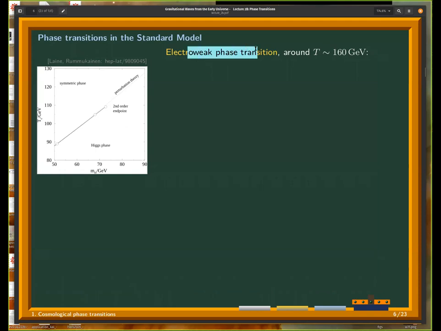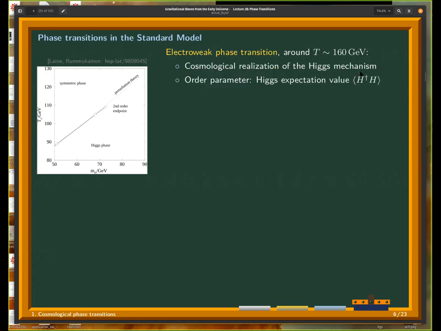The standard model predicts two phase transitions if the universe should have ever reached these very high temperatures. Right? So the first prediction is that the electroweak phase transition takes place at temperatures around roughly 160 GeV. So we need to reheat to temperatures above that after inflation, and then the standard model predicts this phase transition. This is basically the cosmological realization of the Higgs mechanism. So the order parameter of the electroweak phase transition would be the expectation value of H†H, where H is the standard model Higgs doublet containing the standard model Higgs boson.